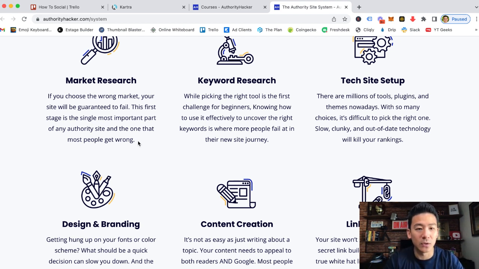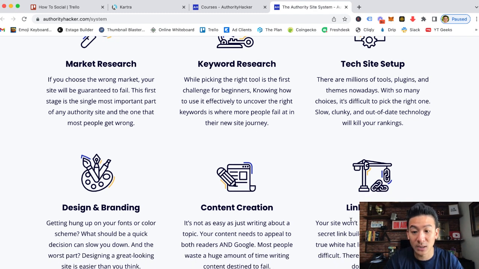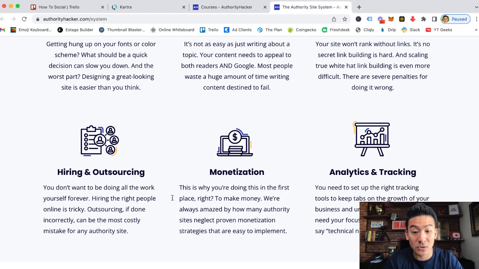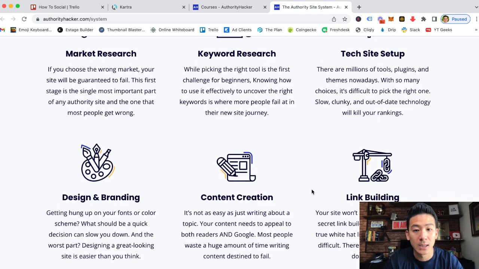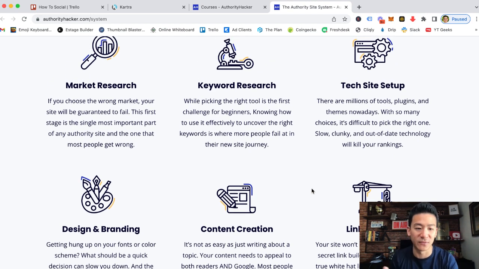But this is mainly focused on beginners and people that are trying to break through the $1,000 per month limit, all right? So, they'll look at things like market research, keyword research, tech setup, site design and branding, content creation, link building, hiring and outsourcing, monetization, and analytics and tracking, right? So very, very important. So really from start to finish, okay? So who is this for, and how much money can you make? This is the really, really important part, right?